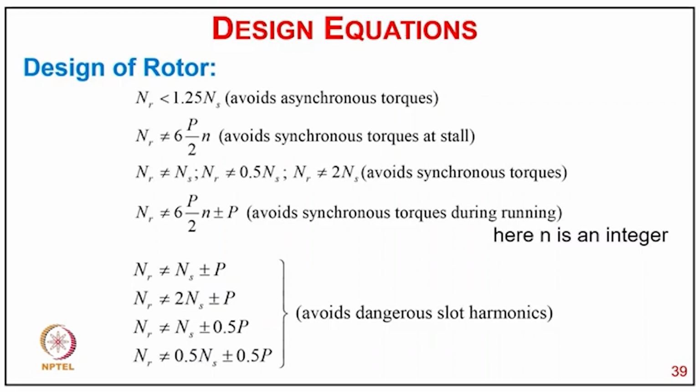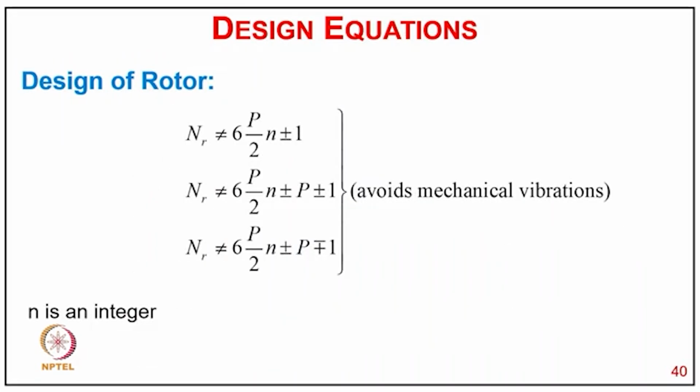So you can see there are a lot of restrictions for the selection of the rotor slots. You have the stator slots, that is NS, and we decide how we put the winding in relation to the number of poles. So a lot of restrictions come in for the selection of rotor slots, and you don't really have so many choices. Now other restrictions for avoiding mechanical vibration are that NR should not be equal to 6P by 2N plus minus 1, and NR should not be equal to 6P by 2N plus minus P plus minus 1, where N is the integer.